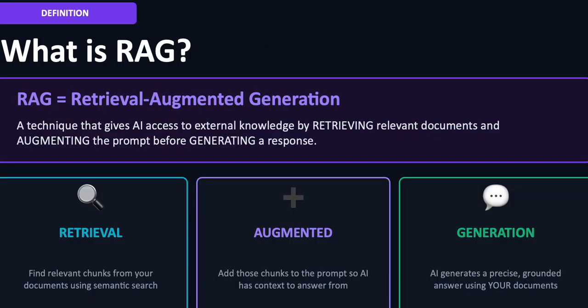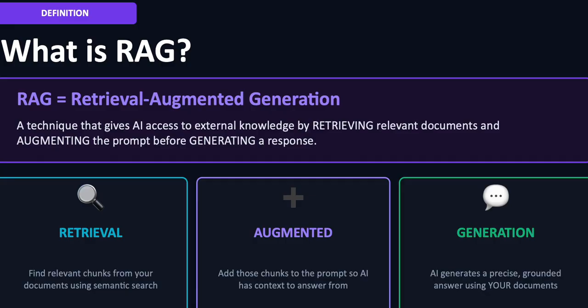Now, what is RAG? RAG stands for Retrieval Augmented Generation. Let me break every word down simply. Retrieval means find relevant information from our documents. Augmented means we add that information to the question before asking AI. And generation means AI generates an answer using that extra context.